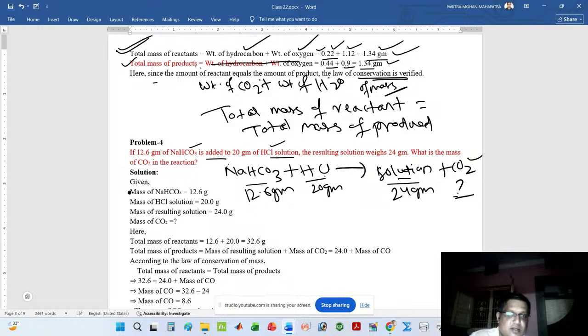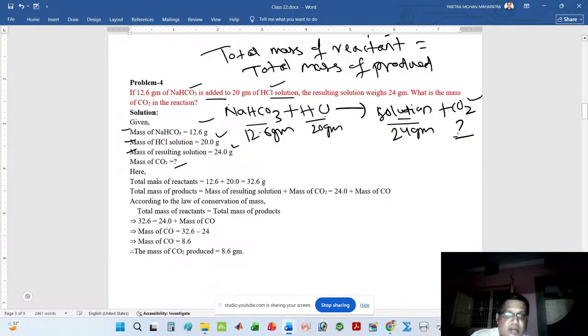Look at that. Here given mass of NaHCO3 is your 12.6 gram, mass of HCl solution is your 20 gram, mass of resulting solution is your 24 gram, mass of carbon dioxide is our aim to find. You will take x gram as your choice. You will solve in a different way. Here we can say the total mass of the reactant is 12.6 plus 20.